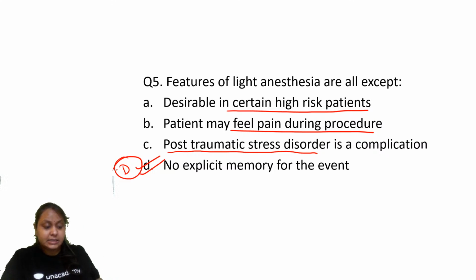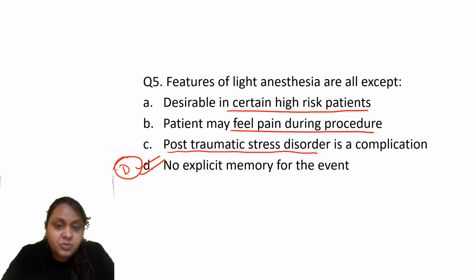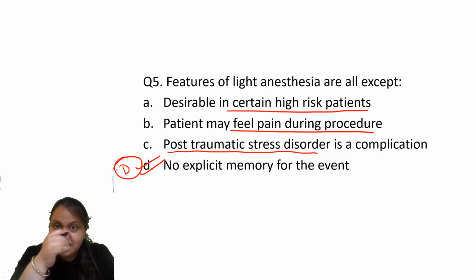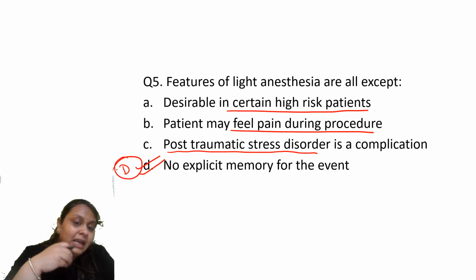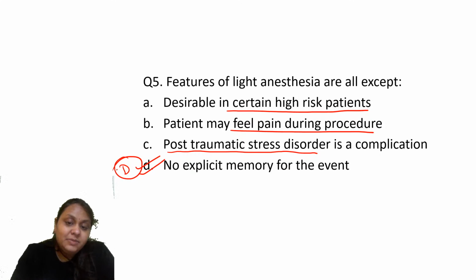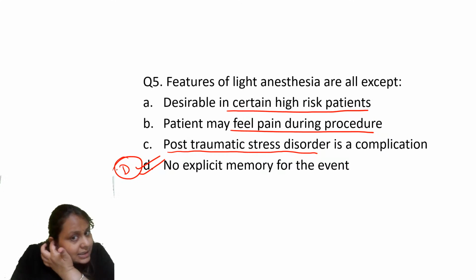Features of light anesthesia are all except. Yes, some were confused between A and D. I told you light plane of anesthesia is desirable in certain high-risk patients like cardiac patients, or even obstetric patients, because they won't be able to tolerate the anesthetic effects. So therefore we keep them in the light plane of anesthesia. So the answer is no explicit memory for the event. When the patient is in light plane of anesthesia, he is somewhat conscious, and therefore there will be memory for the event. Is it clear?